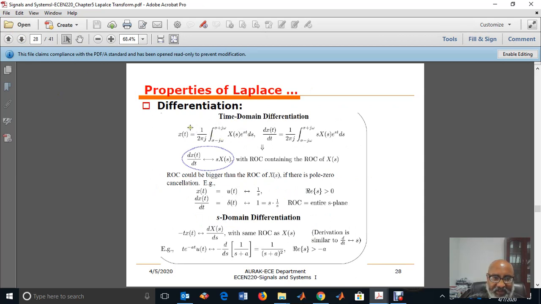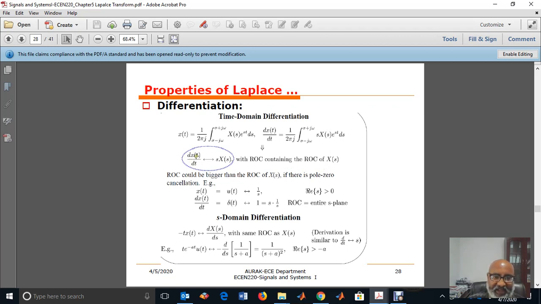This is the inverse formula. From the inverse formula, if you differentiate this with respect to time, we will get this. The s part will come and it will become s X(s) e raised to st. And if we relate it with this, it means the derivative of x of t is s times X(s), with the region of convergence containing the region of convergence of X(s).